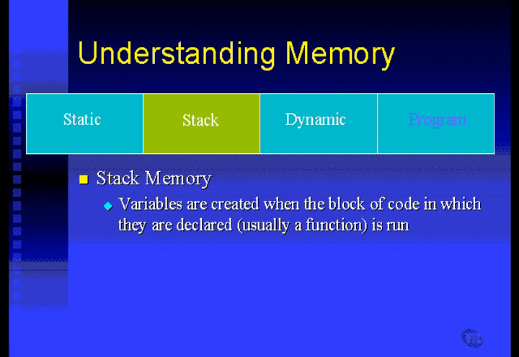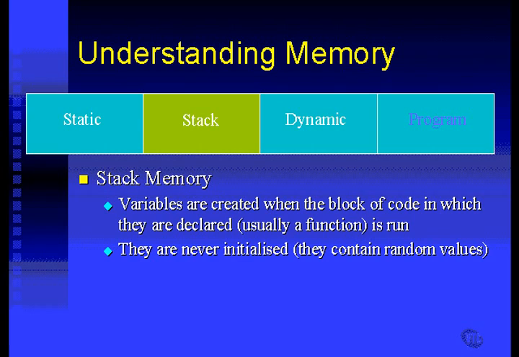Secondly, we have stack variables. Stack variables are created when the block of code in which they are declared is run. Now that block of code is usually a function. We're talking about local variables here. And interestingly, we're also talking about function parameters. All of these are local variables and all of these are declared in stack memory. Variables in stack memory are never initialized, which means of course they contain random values until you manually initialize them yourself. And their lifetime is quite short. Stack variables are destroyed when the block that they are contained in ends.